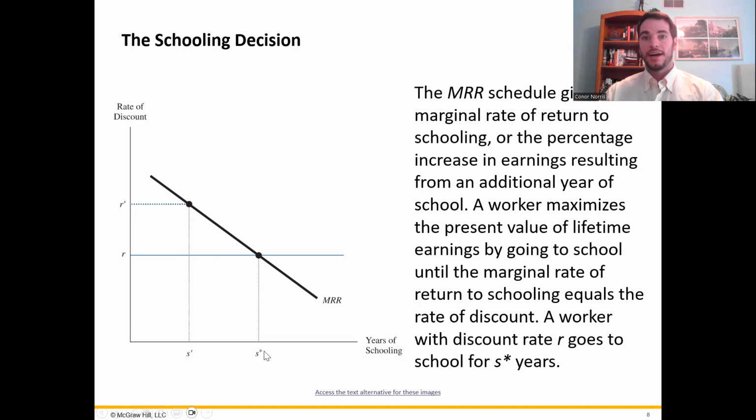If the discount rate is higher, let's say R prime up here, we trace that to where it crosses the marginal rate of return curve. Follow it all the way down to the years of schooling. The higher discount rate corresponds to fewer years of schooling.